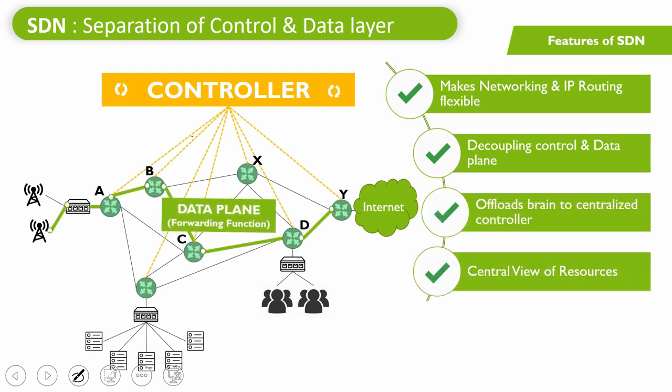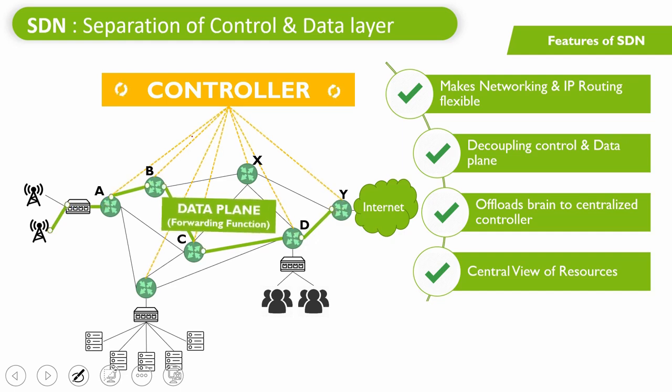The next key thing is the offloading of brain to the centralized controller and the central view of the resources. SDN provides a central view of much more efficient resource allocation, and it is keeping an end-to-end eye on the network services. This facilitates centralized monitoring of the entire network. The control plane is taking decisions, considering end-to-end topology, considering end-to-end health of a network, while routing a traffic from router A down the line to router B to C to D.